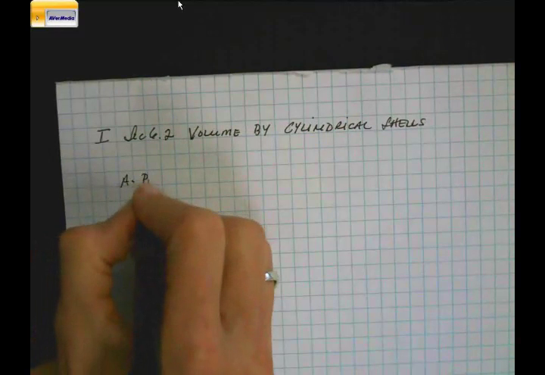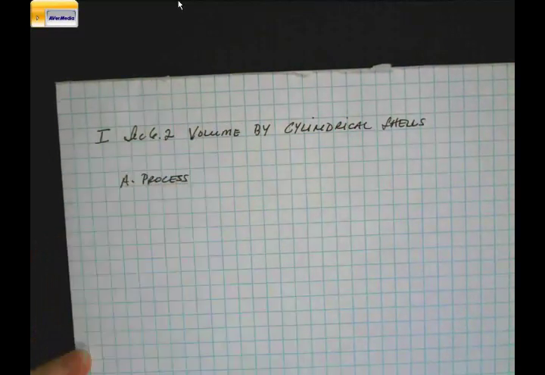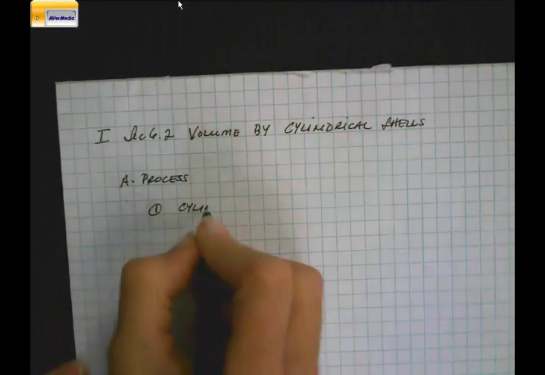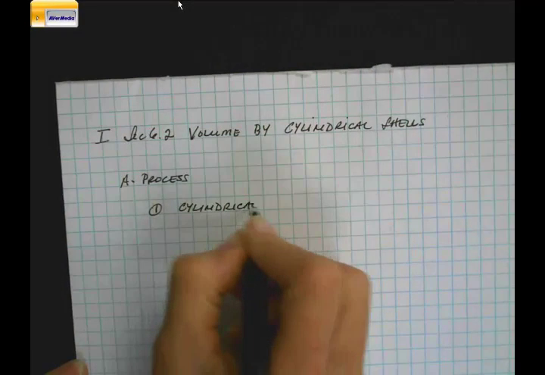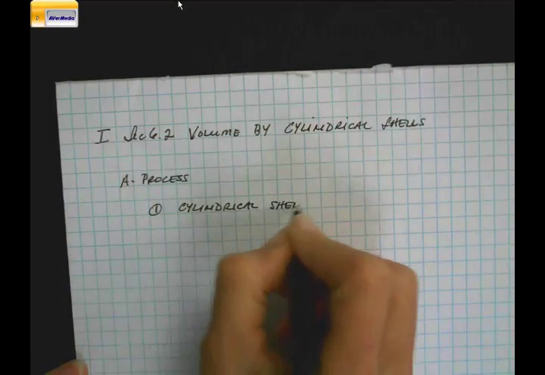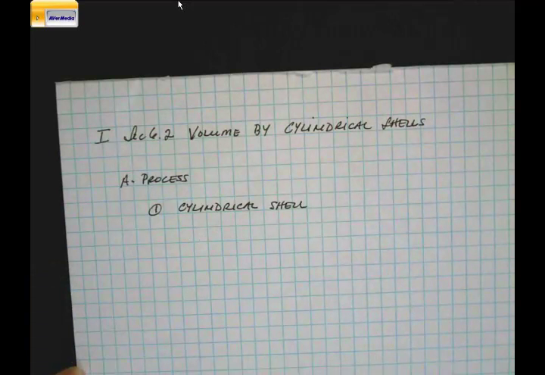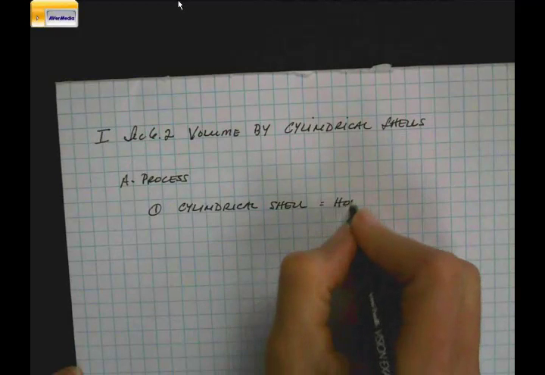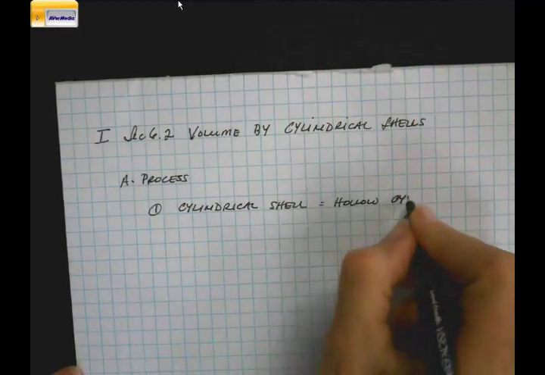Okay, so a little bit of processing. First, what in the world is a cylindrical shell? Really, a cylindrical shell is a cylinder, and it's going to be hollow. So it's going to be a hollow cylinder.